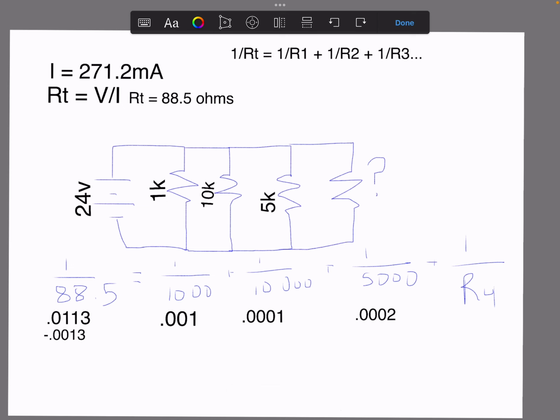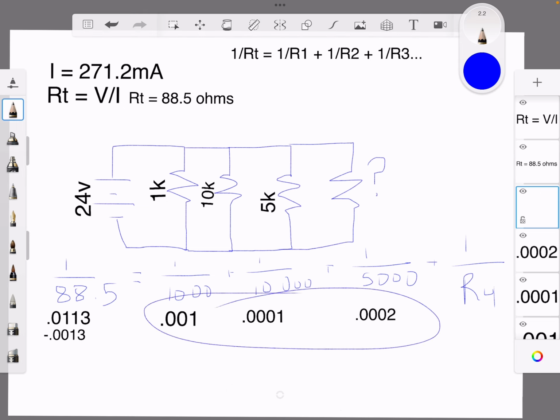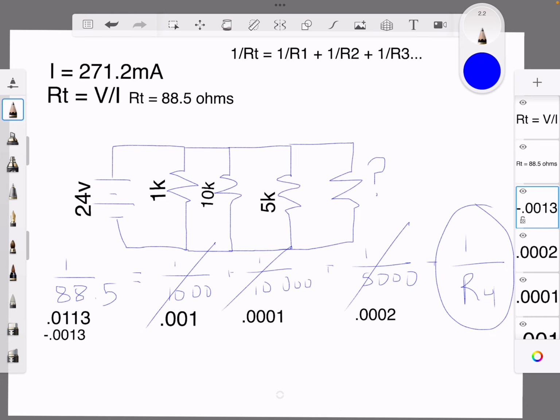If you didn't notice, I just added these three together. You can subtract them one by one if you need to. On your calculator, do 0.0113 minus 0.001, then minus 0.001, then 0.002. You can go that route if you need to. I just added them together. We're going to subtract these three to isolate 1 divided by R4. So, going back to the calculator, 0.0113 minus 0.0013 leaves us with 0.01.